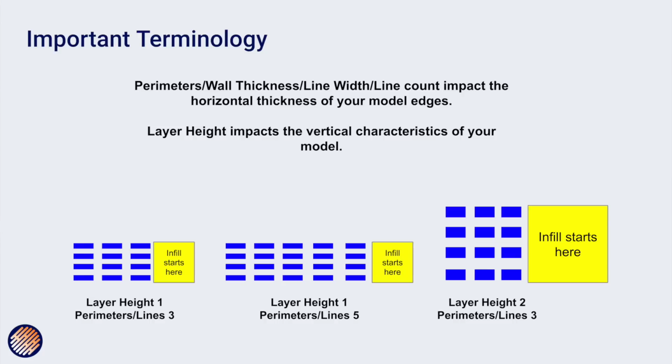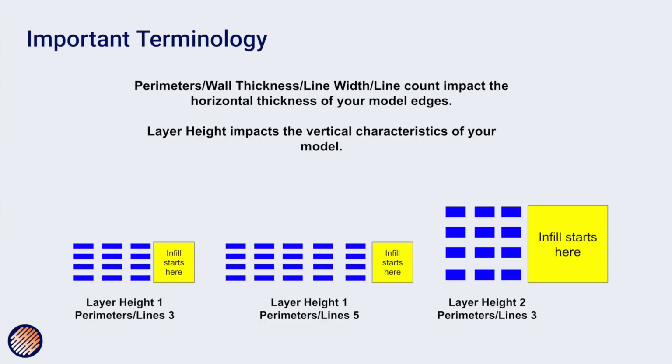Now let's look at this diagram together. The diagram on the left side shows 3 perimeters or 3 lines making up a wall, with a layer height of 1. That's an arbitrary number, it's generally something like 0.4, but I'm just using 1 for illustrative sake. And then you'll see the infill starts. So you'd have 3 lines or 3 perimeters and then the infill.